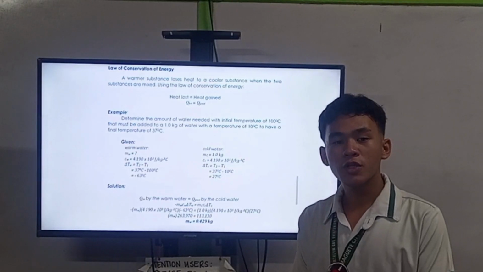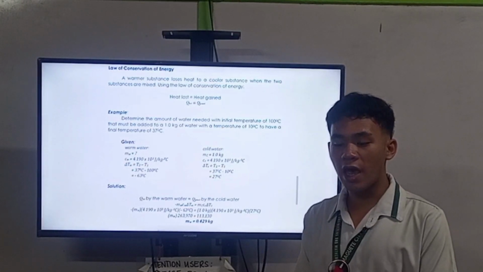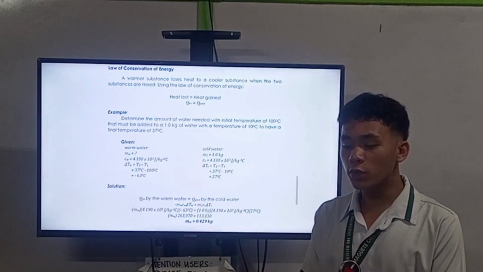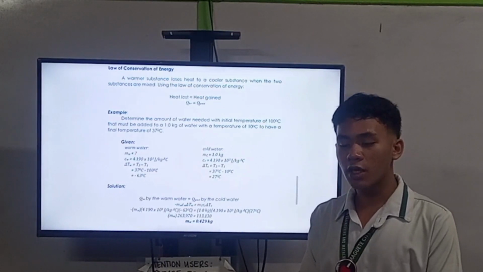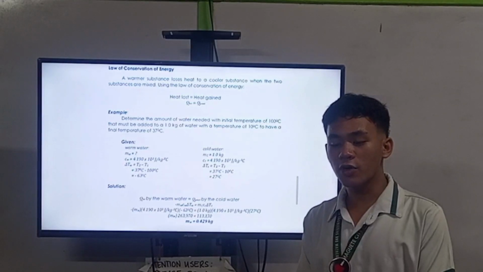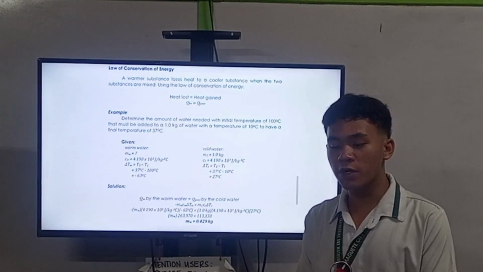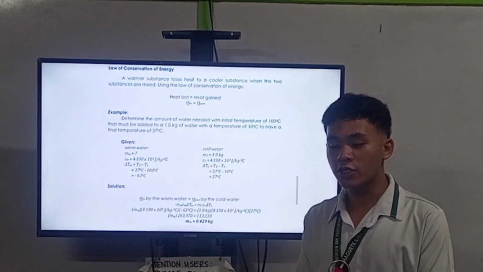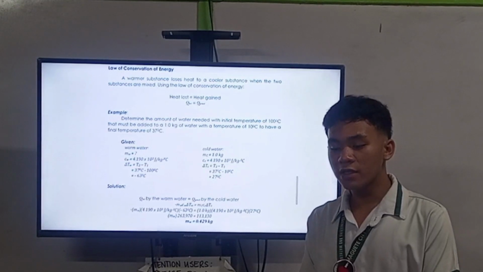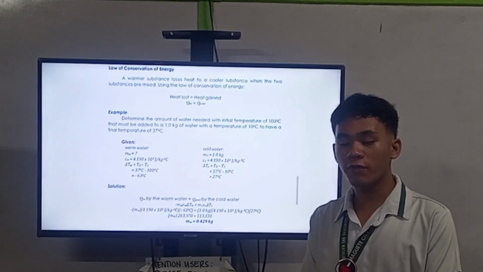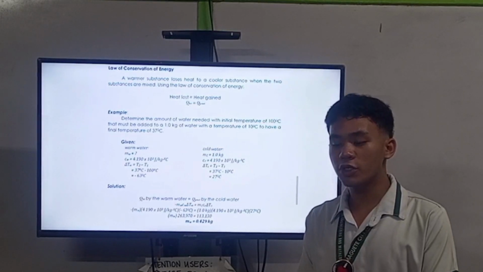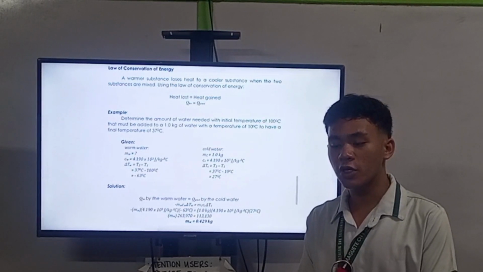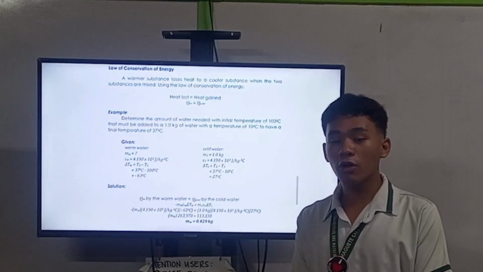So the given of the warm water is MW, which is what we are going to look for, and CW, which is a constant 4.190 times 10 to the power of 3 joules per kilogram times degrees Celsius. Lastly, the delta temperature of the warm water is equal to the final temperature minus the initial temperature. So the given will be the same for the cold water.